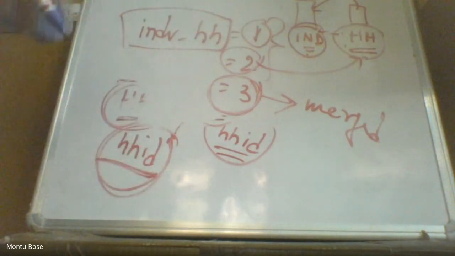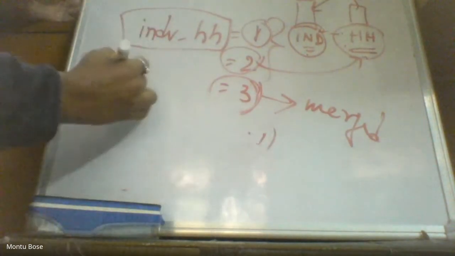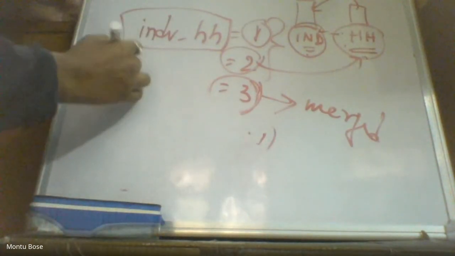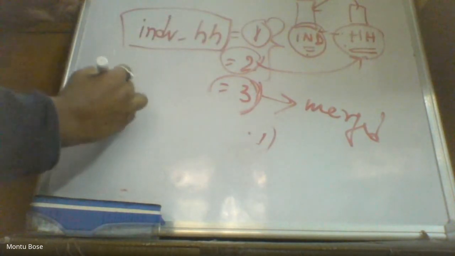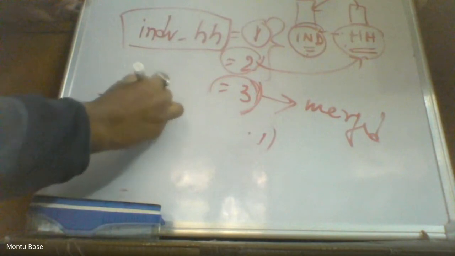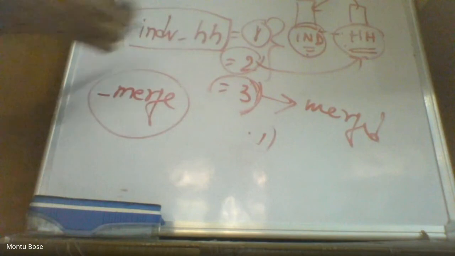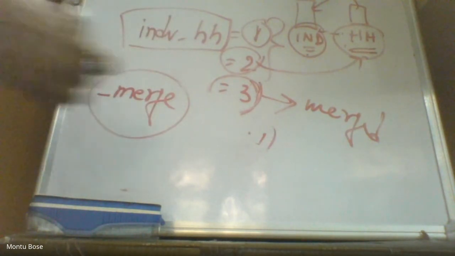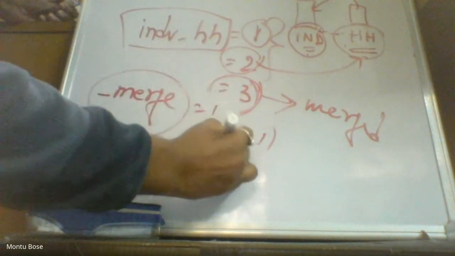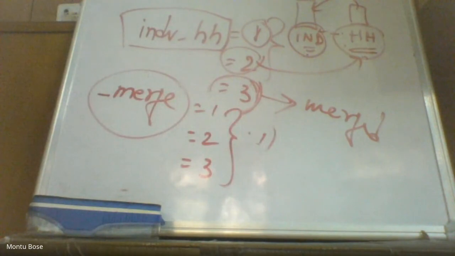Now in this case, by default, if you don't write generate at the end of the command, that is generate indv underscore hh, it always generates underscore merge as the new variable. So if we don't write generate, it would automatically by default give us underscore merge equals to 1, 2 or 3 based on our merging of the data.